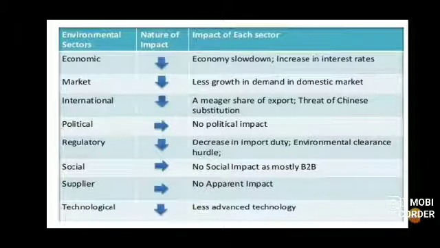Next we have social. Again, social impact is not generally noticed because mostly it is business to business. Next is supplier. Suppliers won't have any apparent, any visible impact on the working of the organization. And talking about the technological aspect, if the technology is not advanced, if you are not upgraded with the production techniques, if you are using an outdated technology, obviously somewhere it will have a negative or downfall impact on your business. So this was all about ETOP analysis.